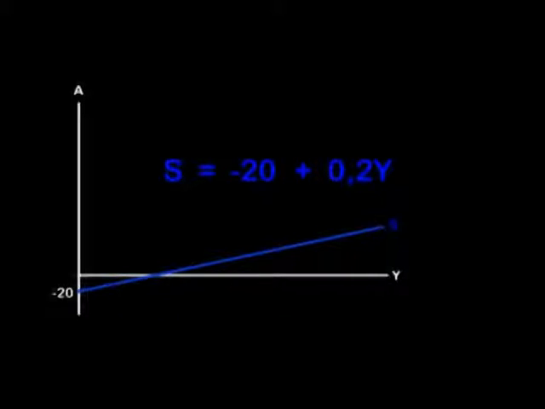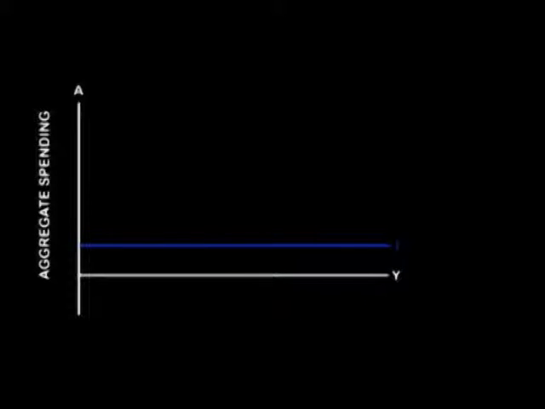Savings represent a withdrawal from the system. Investment is the corresponding injection, which we now move on to. Investment spending is also independent of income. It's autonomous, and so it is represented by a horizontal line parallel to the income axis. For the sake of our discussion, we'll assume it to be 50. The expression for the investment function is simply that investment is equal to autonomous investment.